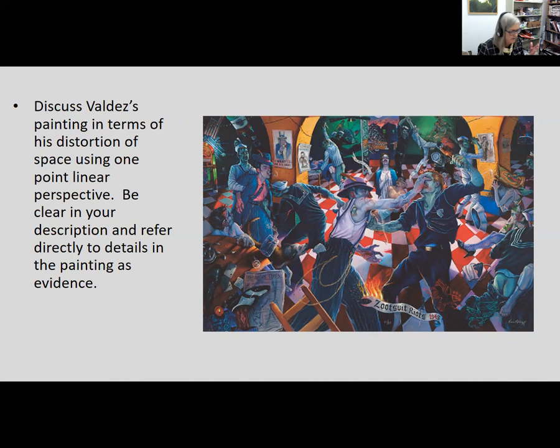And then think about that, and then look at how the painting is laid out. It is in one-point linear perspective, but there's something about it that distorts the normal one-point linear perspective. And you can also talk about what that distortion does in terms of the context, what the painting is about, and how that affects what's going on in the painting.